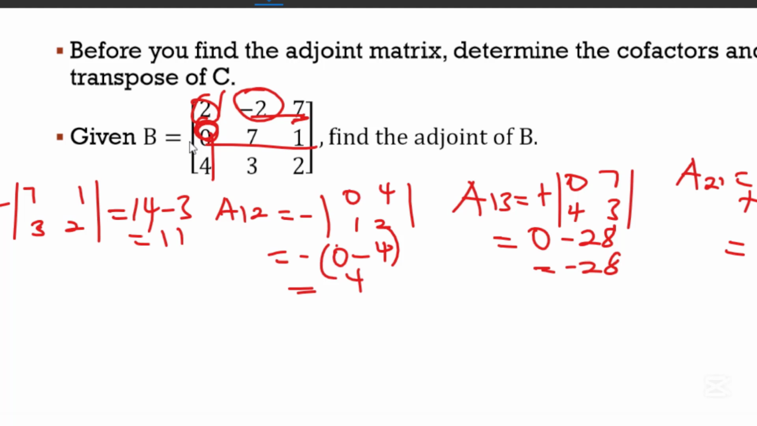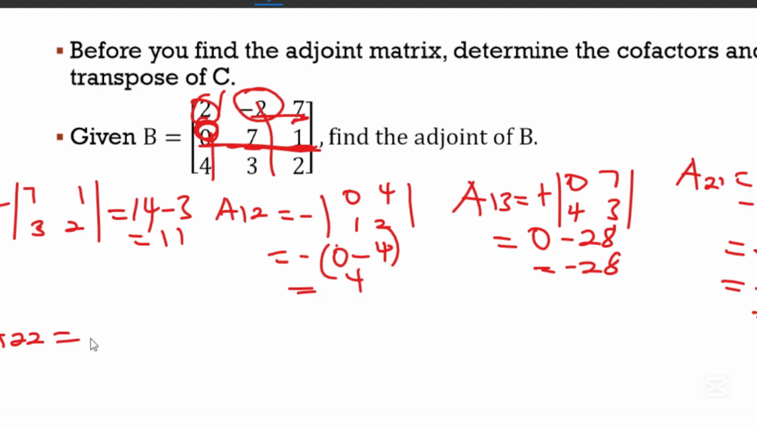Now let's check A22. Okay, so A22, we are here. So we delete all elements in the row and column of 7. So delete this, delete that. So we have 2, 7, 4, 2. This is plus. Now let's find the determinant. So 2 times 2 is 4, 4 times 7 is 28. So -24.